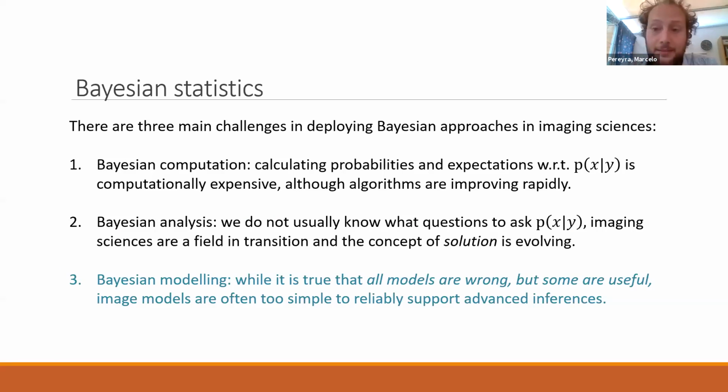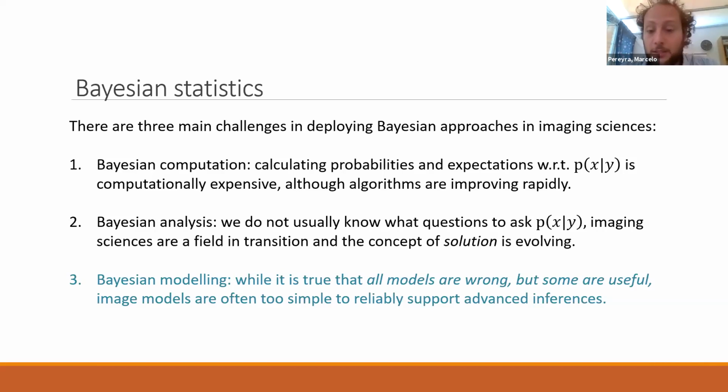Then Bayesian analysis is another problem. Imaging scientists are not used to asking questions in terms of Bayesian decision theory. So we don't always know what questions to ask probability distributions in order to obtain an answer that is meaningful from an imaging sciences perspective. So even if we compute the posterior, we don't always know what to do with it.